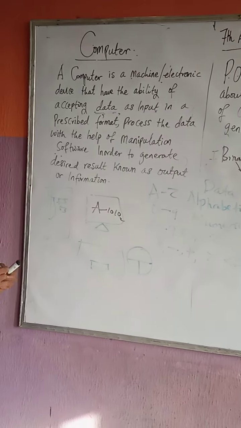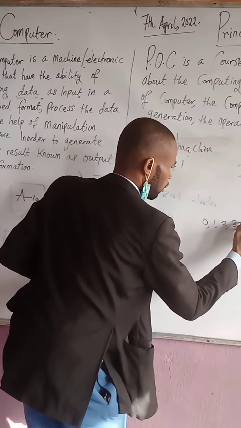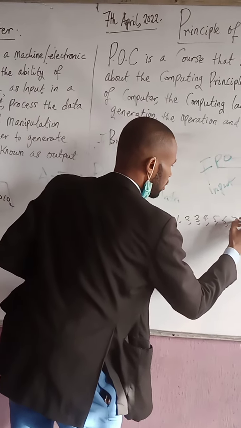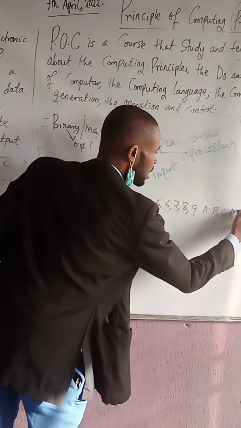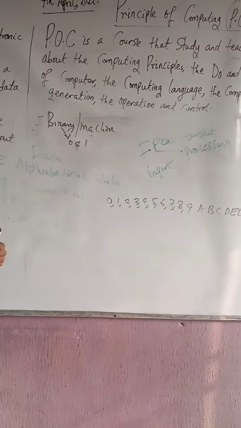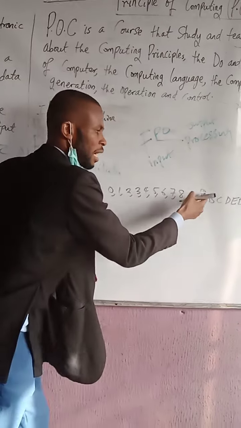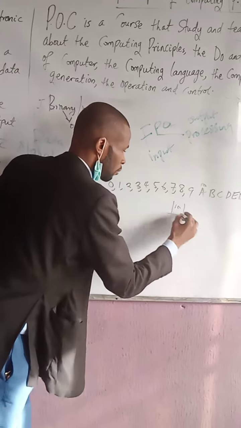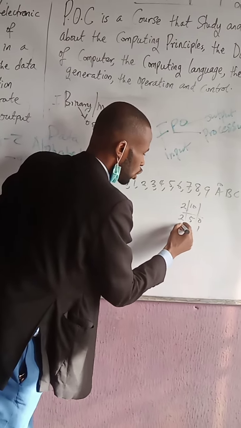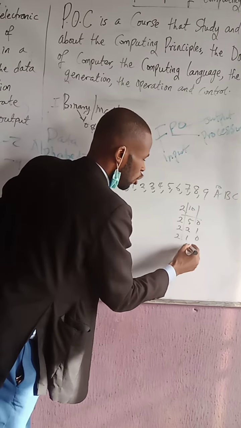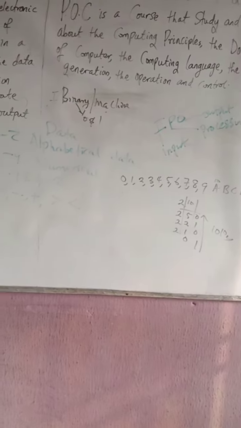I'll explain this. We have 0, 1, 2, 3, 4, 5, 6, 7, 8, 9, A, B, C, D, E, F to Z. And A is 10. After 9 is 10. I now convert this 10 to binary. 2 in 10, 5 will have 0. 2 in 5, 2 will have 1. 2 into 2 will have 0. And 2 into 1 will have 1. Count downward upward. You have 1010. That's how I got my A.